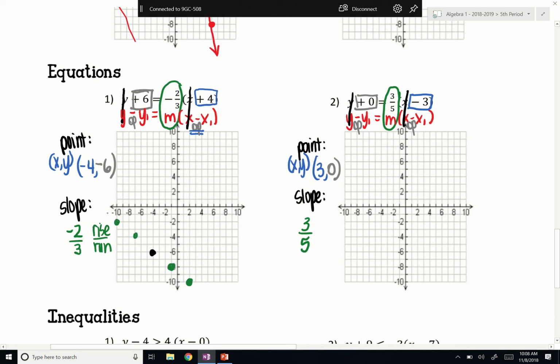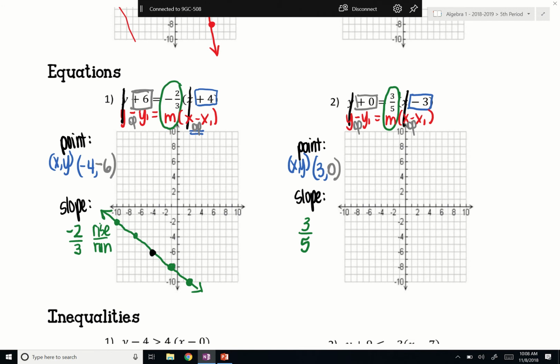When you connect these dots, what type of line do you get? Negative line. What was your slope? A negative. Does this make sense to you? Is this hard? Is there something you don't understand before we get too deep into this? Okay. Let's look at the next problem.